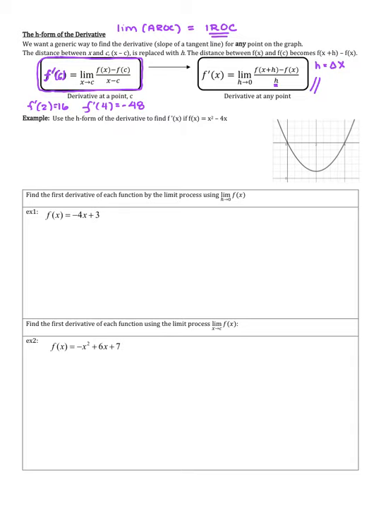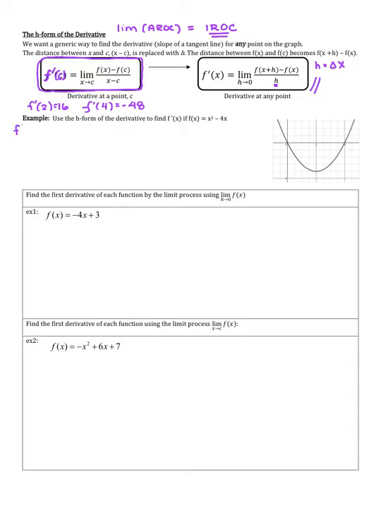What if we could come up with a formula so that if I wanted to know the slope at any point on the graph, I could then use that formula. So this is what we're going to do with the h form. So I have the graph here, x squared minus 4x, and we are going to find a generic formula for the slope at any point on this graph. So this is how this works.